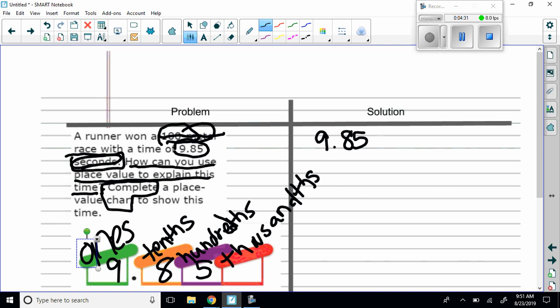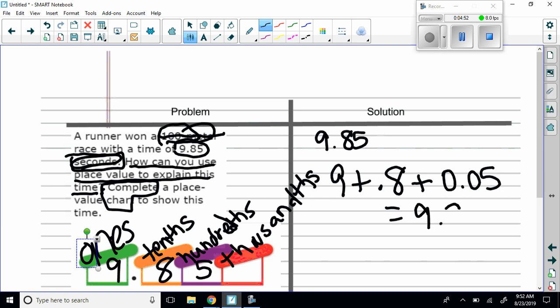When I do this, I want to start thinking about how I would add it in expanded form. I would have 9 ones plus 8 tenths plus 5 hundredths, making my total 9 and 8 tenths, 5 hundredths. I'm going to go ahead and put my 0 because I remembered that part of my I can statement is going to the thousandths place. So I'm going to go back and plug in that value, even though it does not change the value of the number.